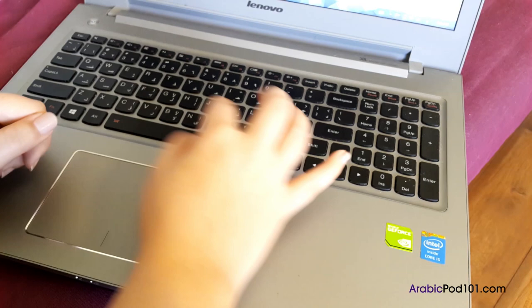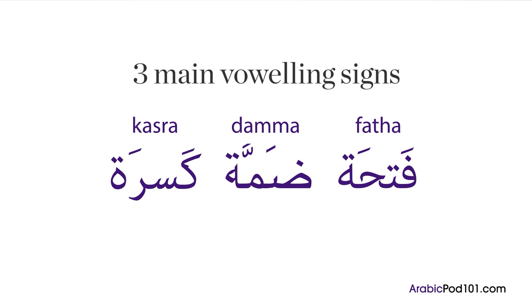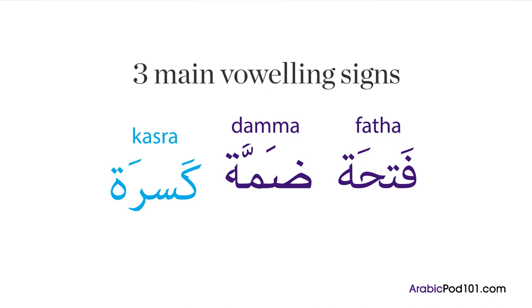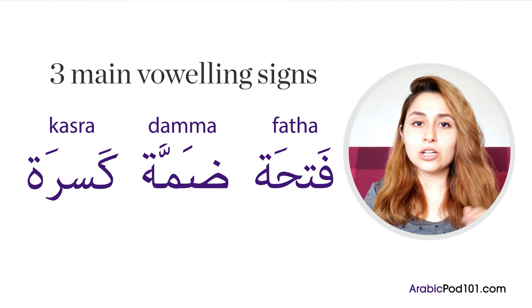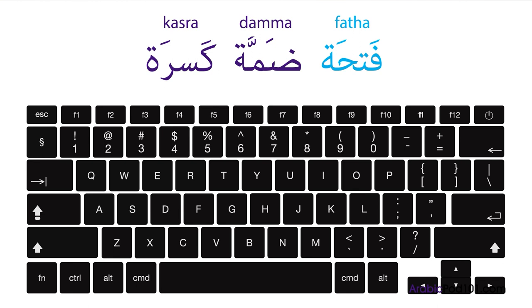First, let's check out our three main voweling signs independently. We have fatha, dhamma, and kasra. What you want to do is first write the consonant to which you want to add the voweling sign. Then you're going to add the voweling sign itself. You will notice that the voweling sign is added on top of or below the consonant depending on the voweling sign. For fatha, you want to press Shift Q. For dhamma, Shift E. And for kasra, Shift A.